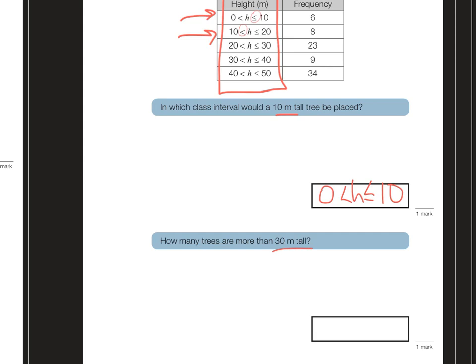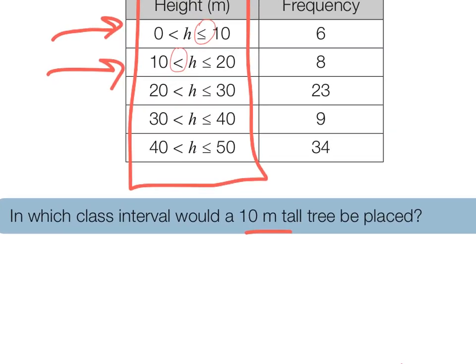How many are more than 30 metres? Well, these and these are more than 30 metres. So I have to add them.